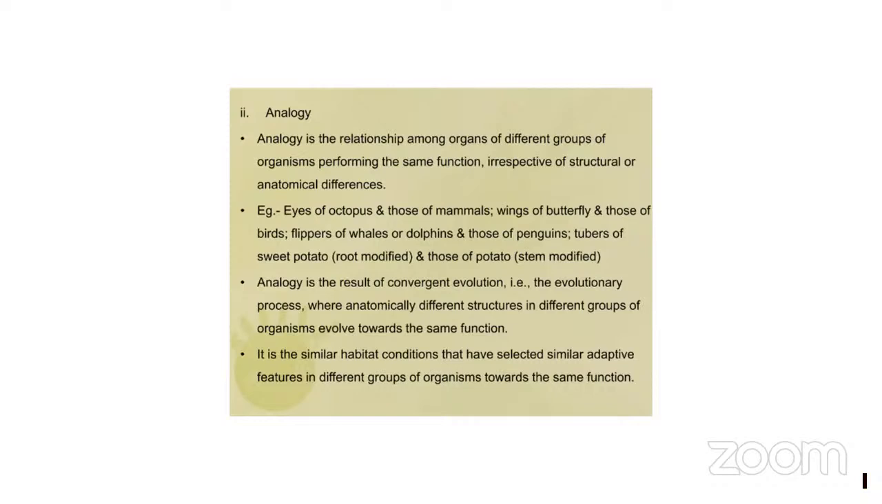Analogy is the result of convergent evolution, that is, the evolutionary process where anatomically different structures in different groups of organisms evolve towards the same function. It is the similar habitat conditions that have selected similar adaptive features in different groups of organisms towards the same function. Okay, thank you, Kanchana Raj.